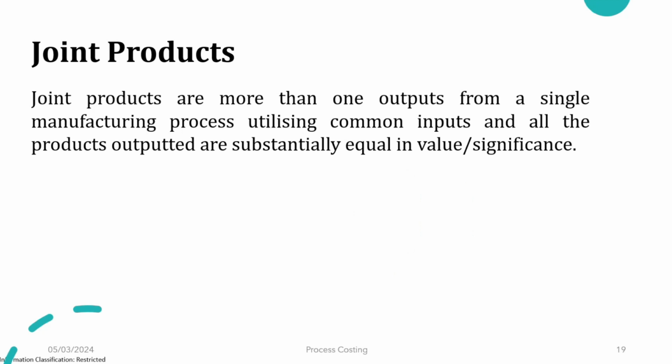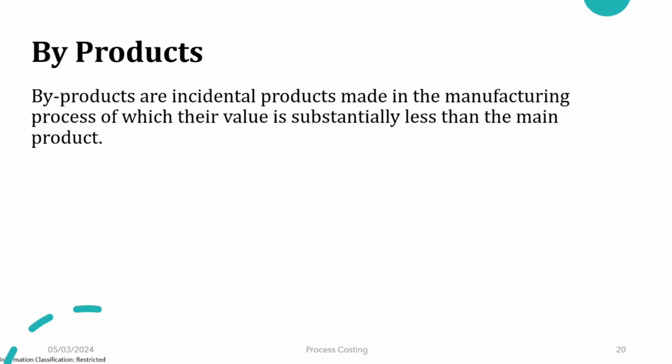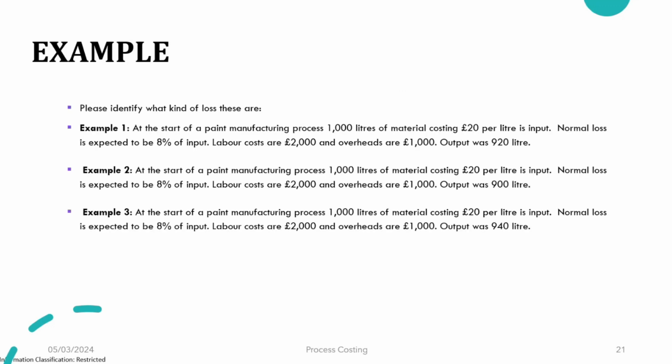So to summarize, joint products are more than one output from a single manufacturing process, utilizing common inputs, and all the products' outputs are substantially equal in value and significance. In the meantime, byproducts are incidental products made in the manufacturing process, of which their value is substantially less than the main product. Here are some other examples.